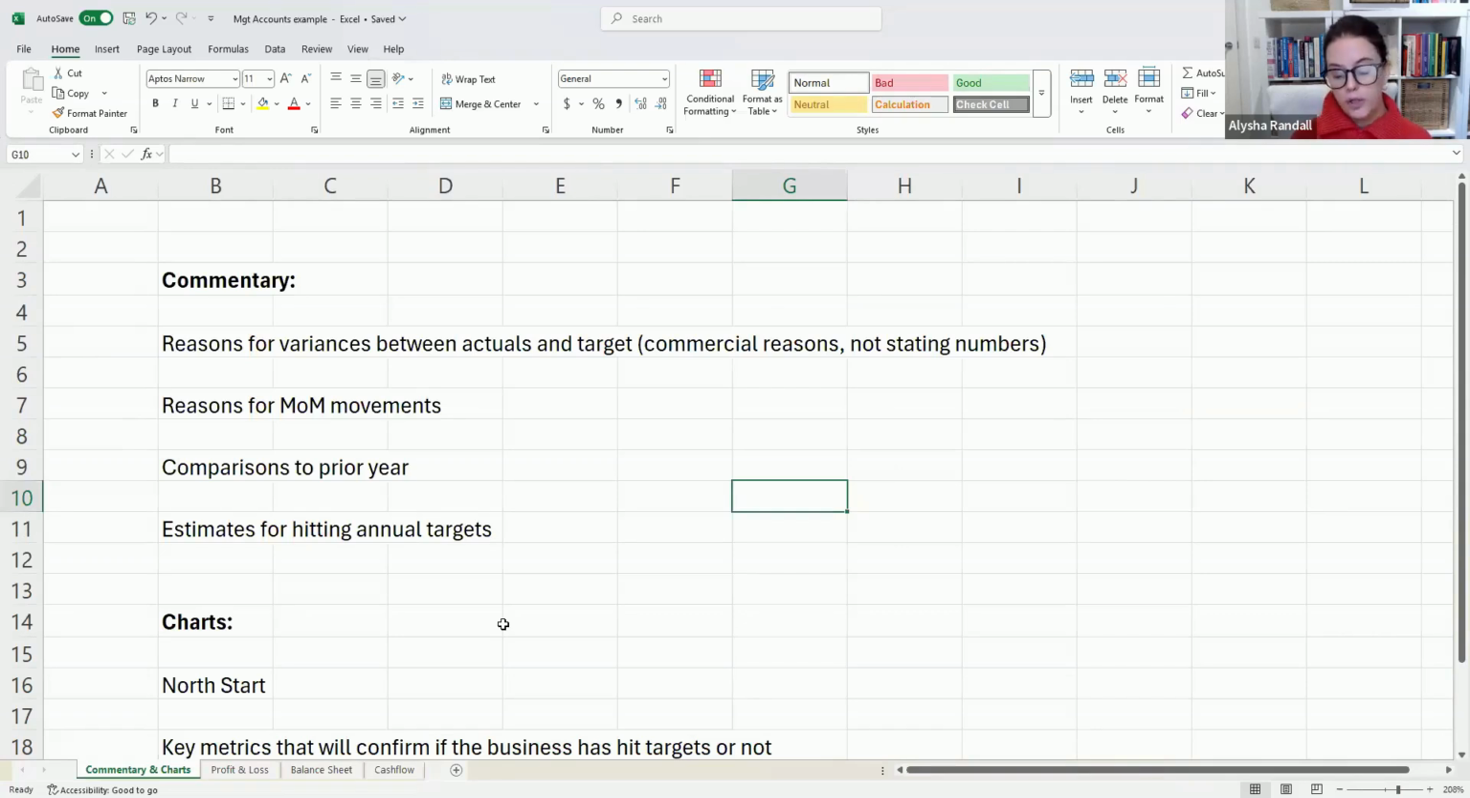Things that should be included should be commentary, charts, and KPIs, and then the 3 financial statements, a profit and loss, balance sheet, and cash flow. And all of these should be compared to a budget and prior year or prior month financials.